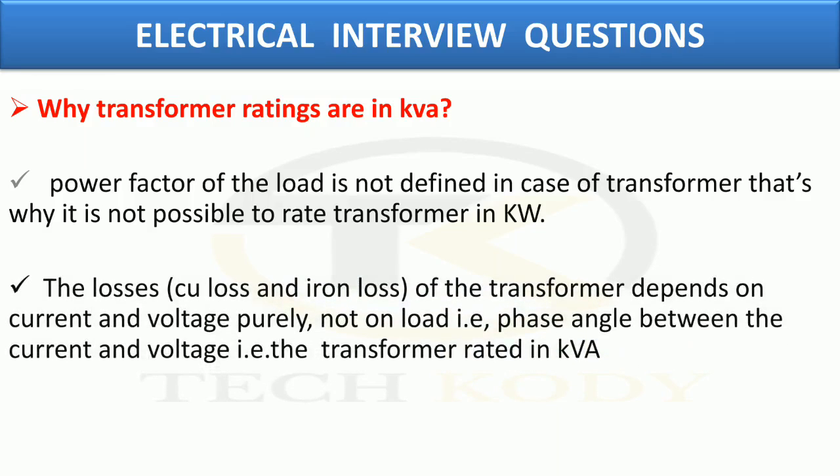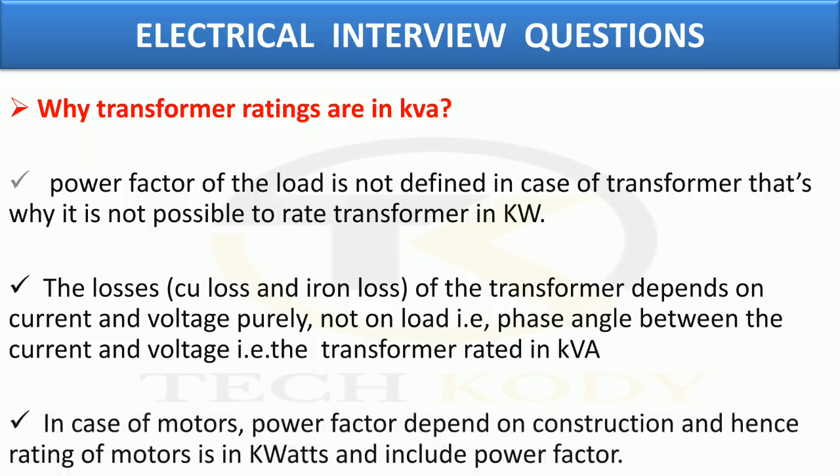The losses, that is copper losses and iron losses of the transformer, depend purely upon the voltage and current, not on the load, that is the phase difference between voltage and current. So the transformer is rated in kVA. Whereas in the case of motors, the power factor depends upon the construction and hence the rating of the motor is in kilowatts and includes the power factor.